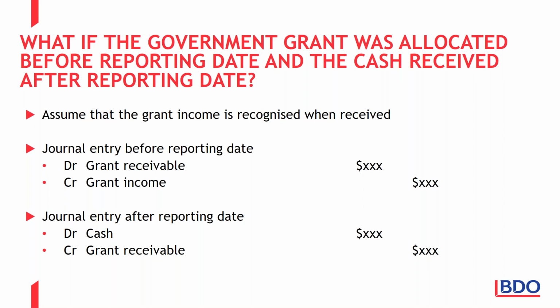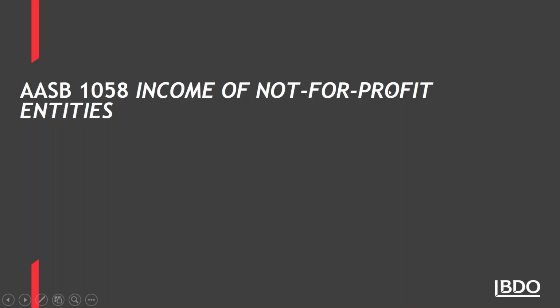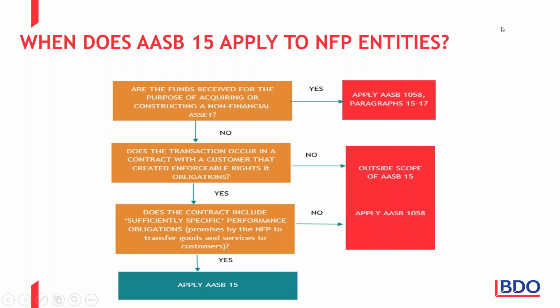So what I want to point out here is the fact that as soon as a government grant is allocated, the paperwork has been finalized, you book that grant receivable. So that is AASB 15. If we move on and we look at AASB 1058, income of not-for-profit entities, we have to start with the same place. So when would AASB 15 apply, and when would AASB 1058 apply?